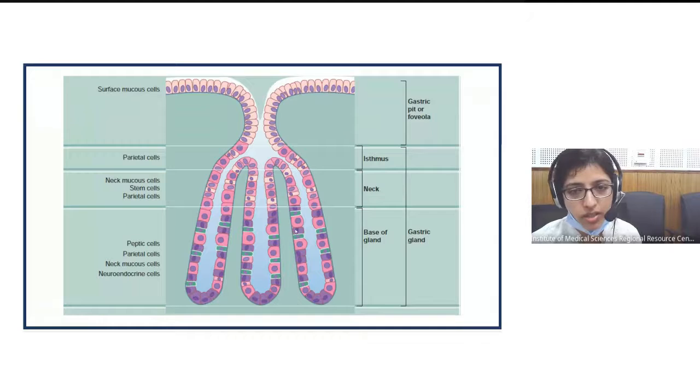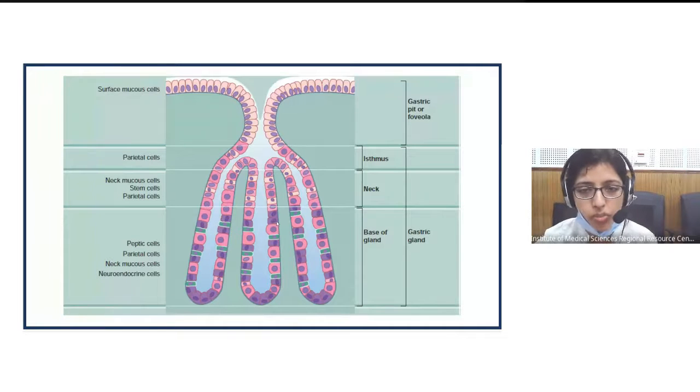So what are the cells that are lining the base of the gastric glands? Again, we have a few parietal cells, but the predominant cells here are these blue colored cells that you are seeing. These are the chief cells, also called zymogen cells, also called peptic cells, and these are the cells responsible for secretion of the digestive enzyme pepsin, which is responsible for digestion of proteins into polypeptides.